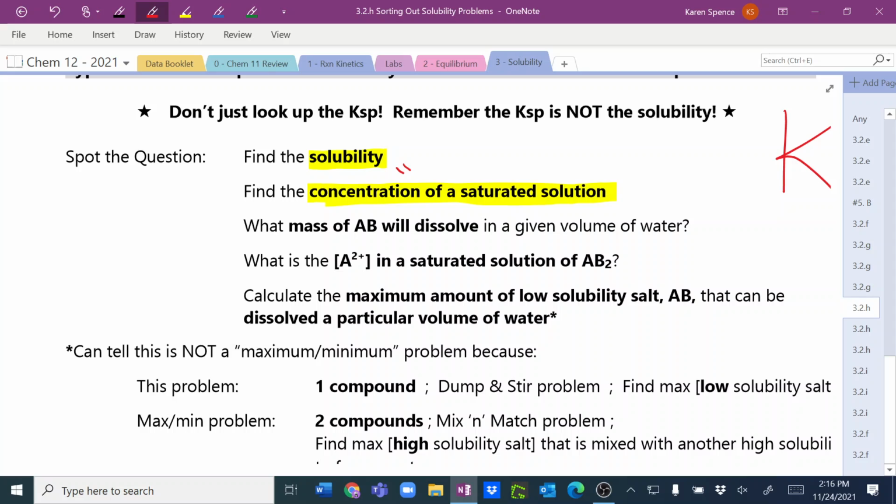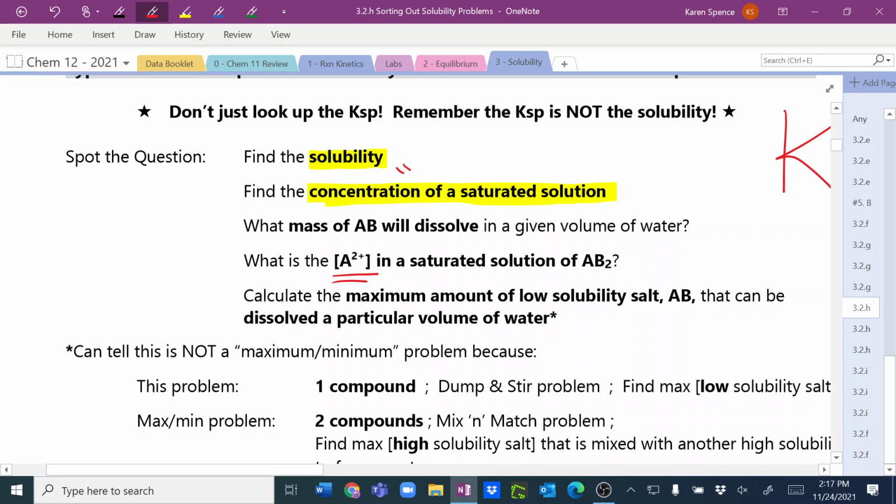However, if you think of this as a dump and stir, how much can I get to dissolve in a given volume of water? That's going to be my solubility. So that's going to be my grams per liter, and then I'll convert it to moles per liter. What is the concentration of A in a saturated solution? If you know the solubility, then you can find either of the two ion concentrations, yes? Because you know that they're proportional to the coefficients, because again, this is a dump and stir kind of question.